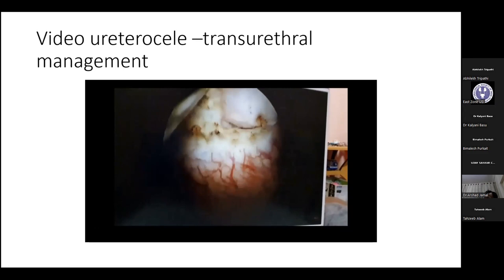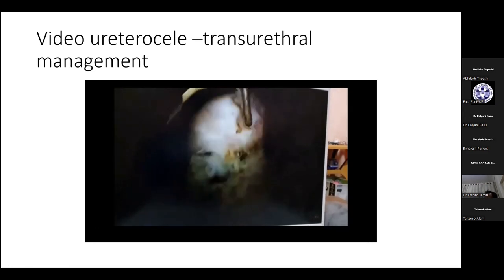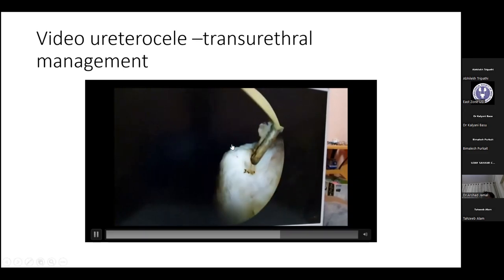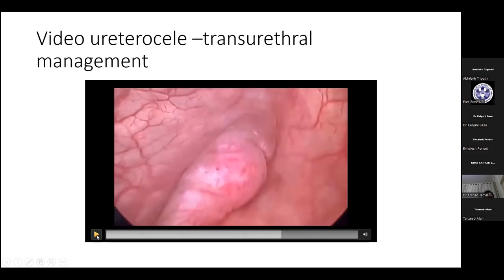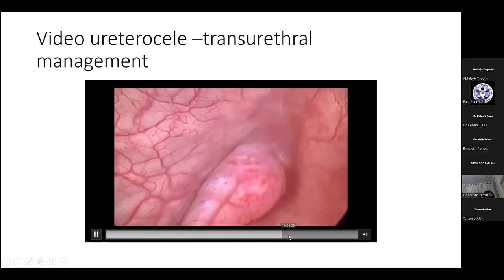Yes. If there is reflux, what should be the treatment? It is the same treatment already discussed. First of all, there is medical treatment if there is infection. If it is recurrent, or if there is further obstruction, then we have to relieve the obstruction.